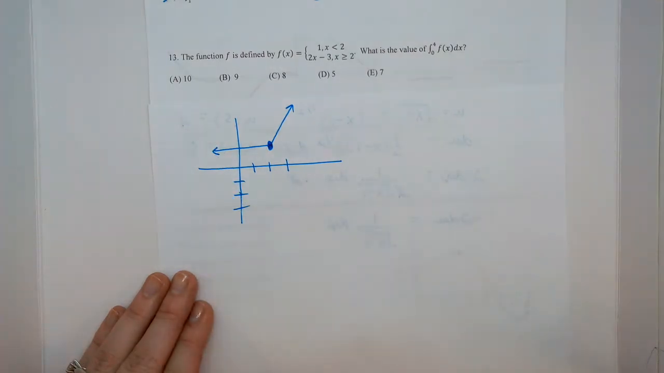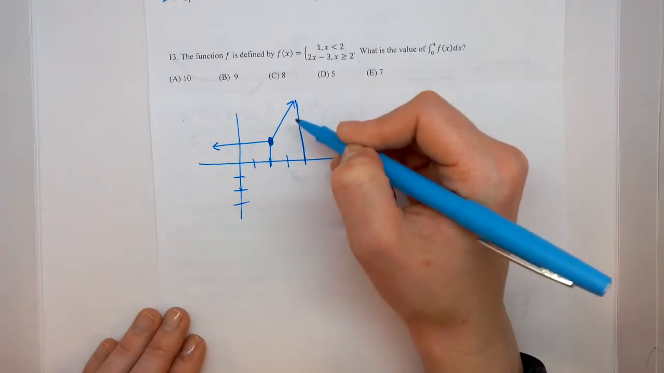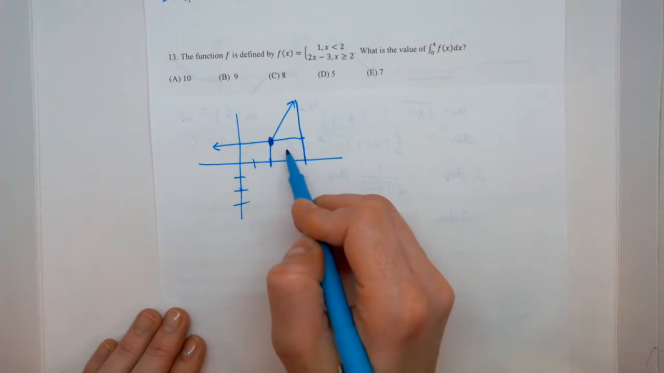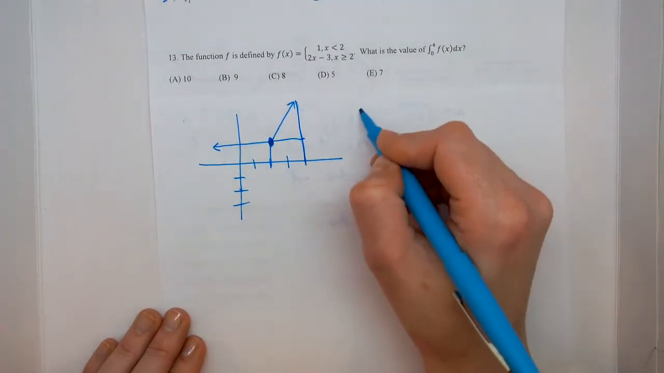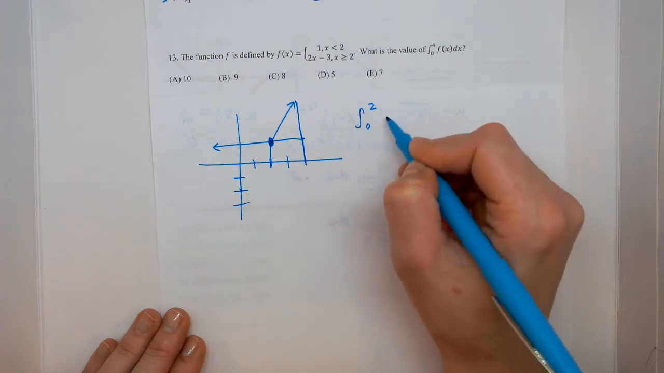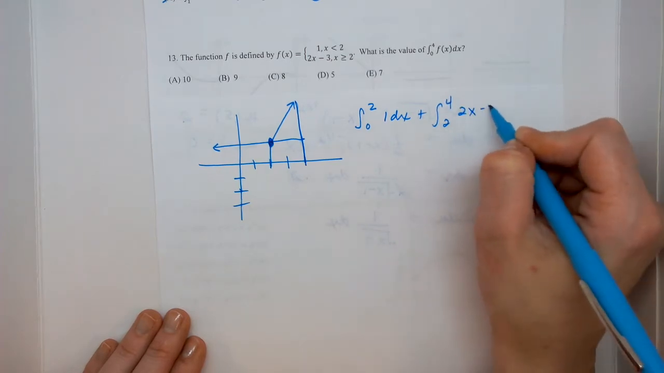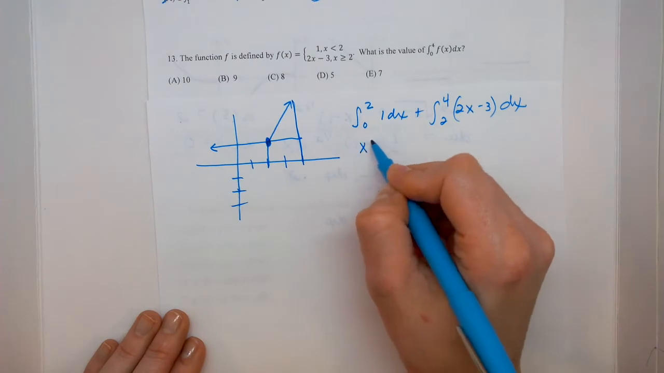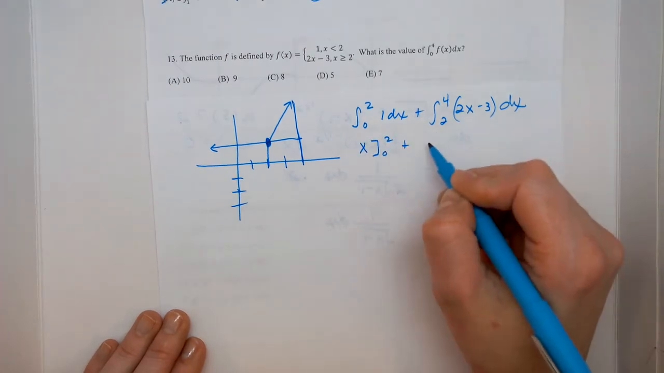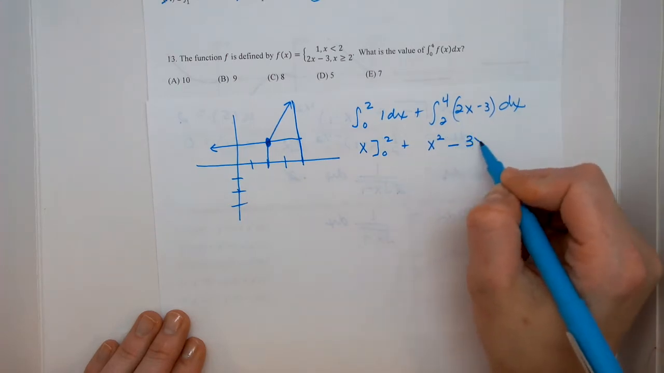So this is what the graph looks like, and I want to know the area or the integral from 0 to 4. So you have a couple of options here. You could find the area of the 2 rectangles and then add it to the area of the triangle, or you can just set up the integral as 2 different integrals. We can go from 0 to 2 of 1, and the integral from 2 to 4 of 2x minus 3. Okay, the antiderivative of 1 is x. The antiderivative of 2x is x squared. 2x squared over 2, the 2's would cancel, minus 3x.